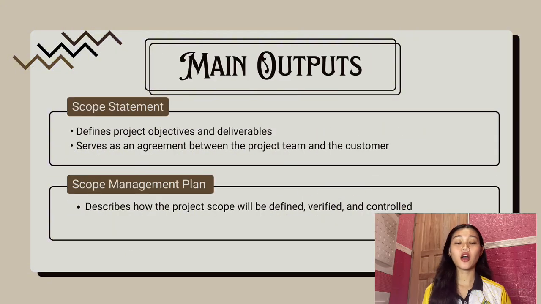Let us first talk about the two main outputs. The main output of scope planning is the scope statement, which clearly describes the project objectives and the deliverables that must be produced. This document becomes an agreement between the project team and the customer regarding what the project will deliver. Another output is the scope management plan, which explains how the scope will be managed throughout the project.